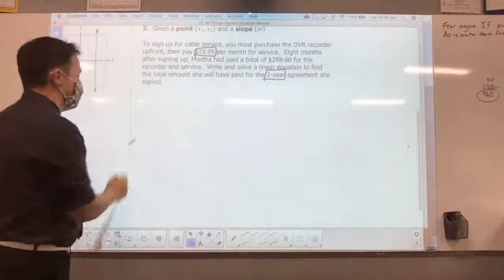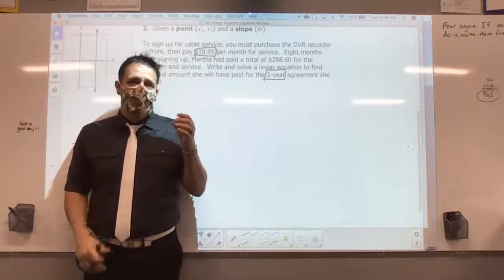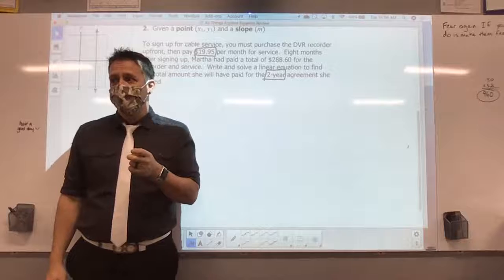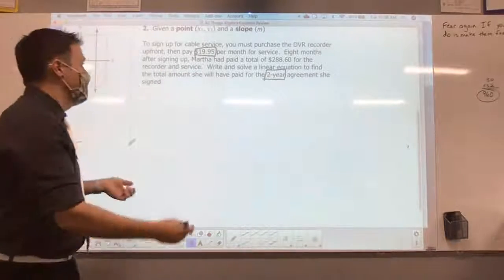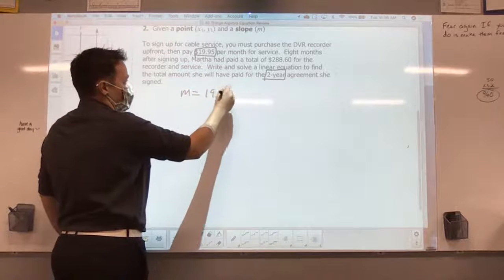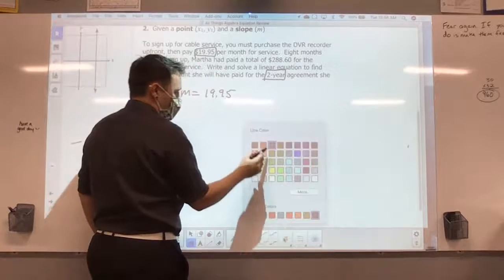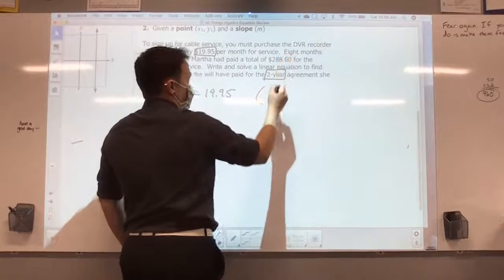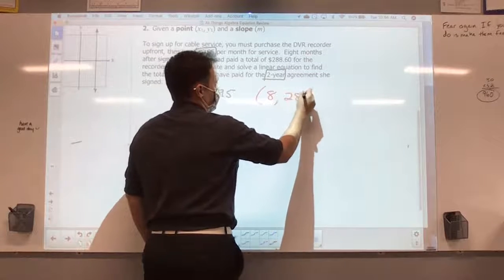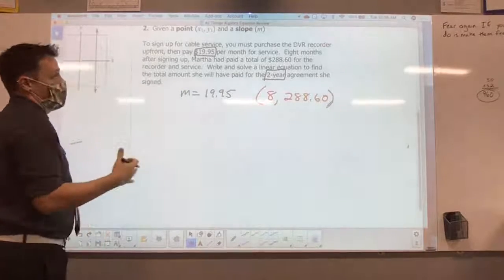Now, here's what some of you were trying to do on that number 4. The problem is that there's always an upfront cost that some of you are missing on that equation. So this is what I mean. All right, what would be the slope? In this real world example, the slope is $19.95 because that's what you're paying per month. Do you have a point on here? Technically, we do. After 8 months, and 8 is always represented by X, she has paid $288.60. Okay, so what you have to understand is what is the rest of this equation, right?